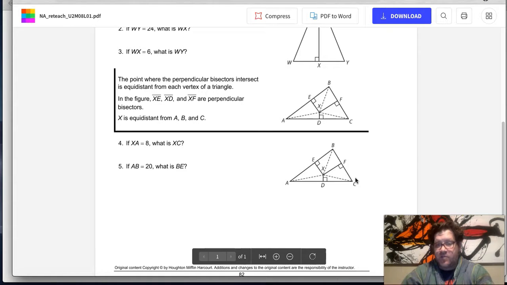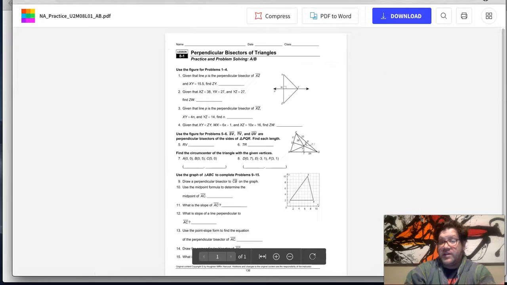Of course, it's going to get a little more complicated. I'm going to do one of the more complicated problems right now. But let's go over to the practice. I'm trying to keep this quick so that I don't lose all of y'all.